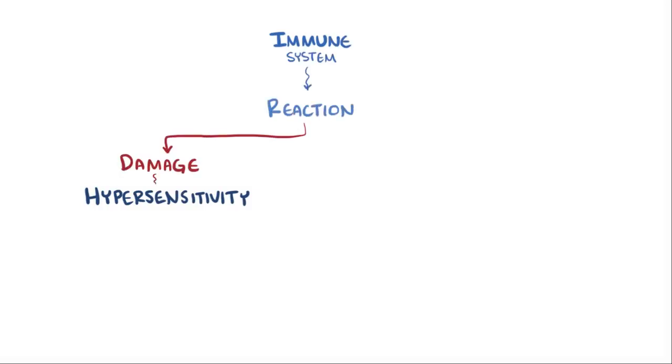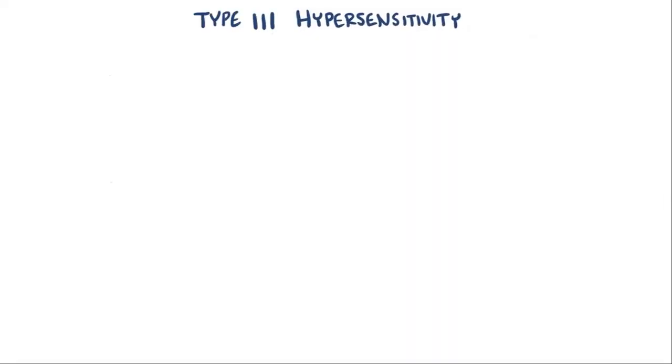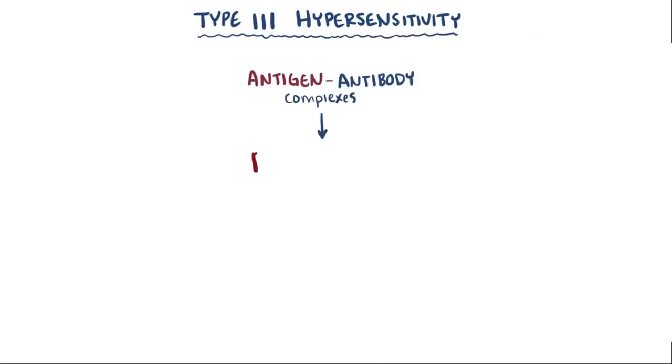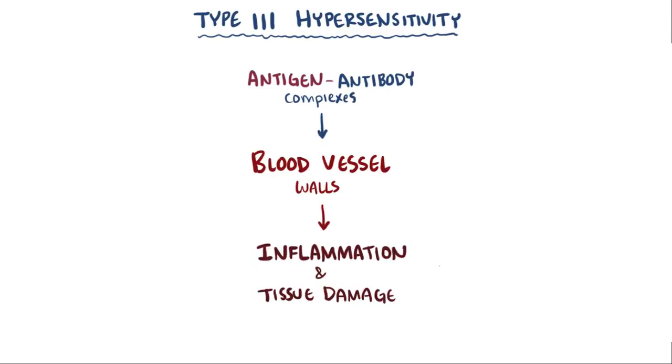Having a hypersensitivity means that someone's immune system has reacted to something in a way that ends up damaging them, as opposed to protecting them. There are 4 different hypersensitivities, and the third type, or type 3 hypersensitivity reaction, happens when antigen-antibody complexes deposit in blood vessel walls, causing inflammation and tissue damage.